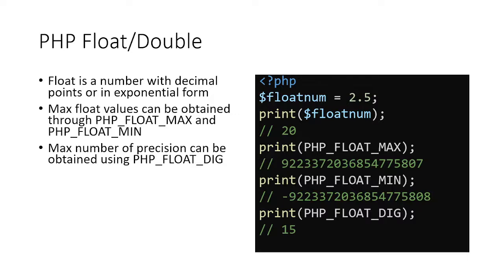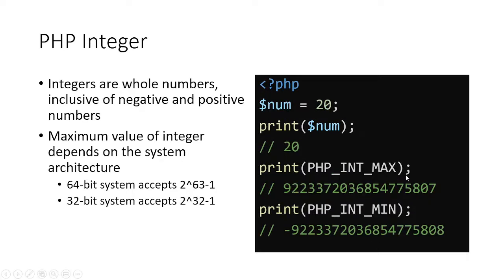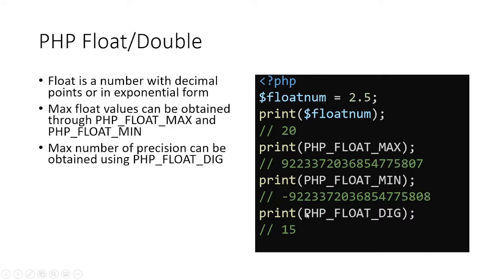So just to let you know that PHP int max, PHP int min, PHP Float Max, Float Min, Float dig, these are what we call PHP constants. Constant basically means that this is a value that is provided, a fixed value. Because it starts with PHP, it's a PHP constant. If you print the value of PHP float max and float min, you will get basically the maximum supported precision point for PHP. And then the maximum number of precision can be obtained through PHP float dig. So basically what it means is that it supports 15 decimal points basically. Alright.